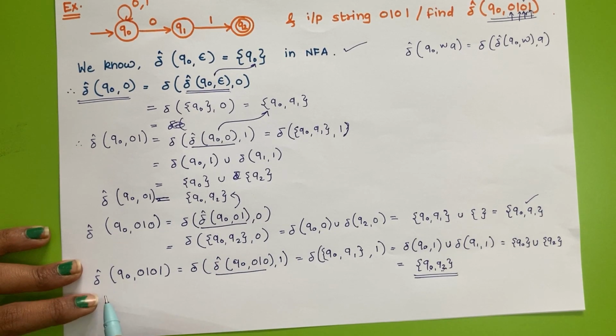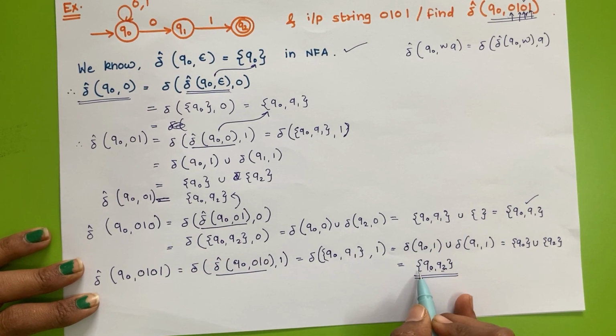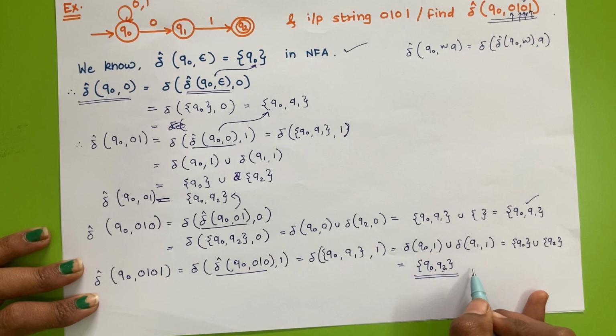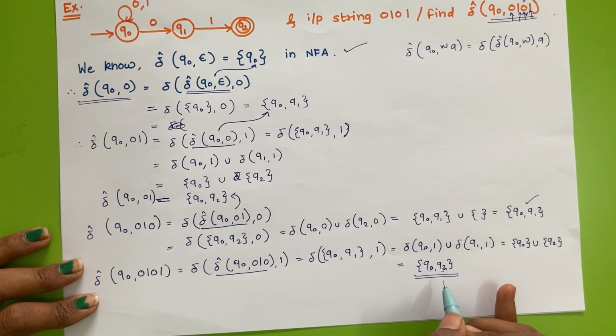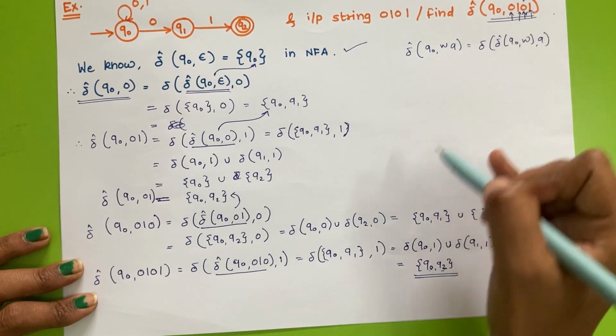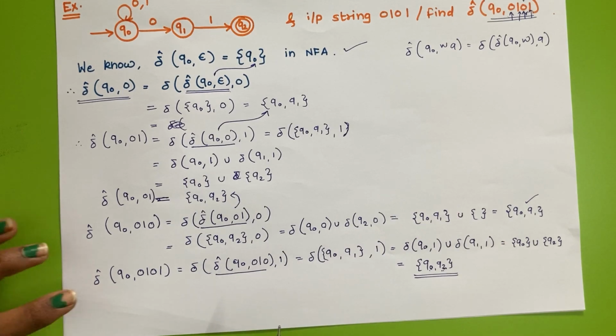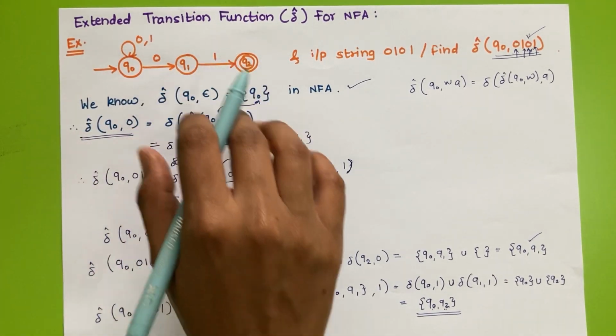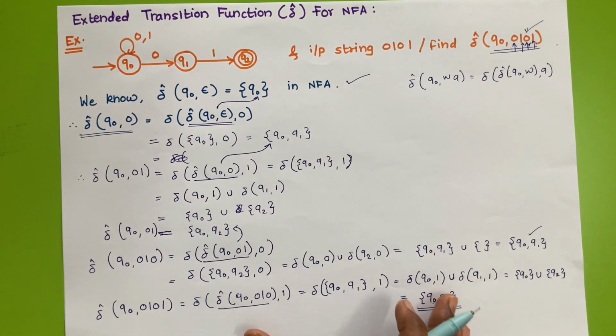So in case of NFA, after reading the whole string, if we receive a number of states and among those states we have any state as a final state, then we can say that the given string is accepted by this NFA. Hope you have understood what is meant by the extended transition function in case of NFA.